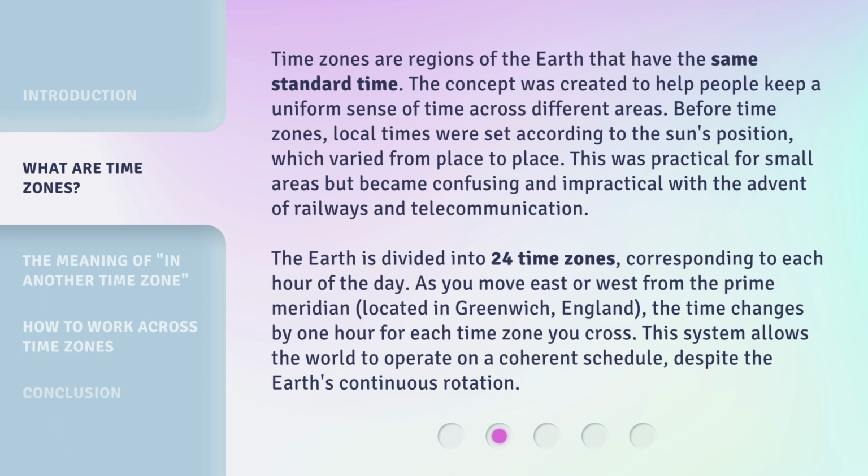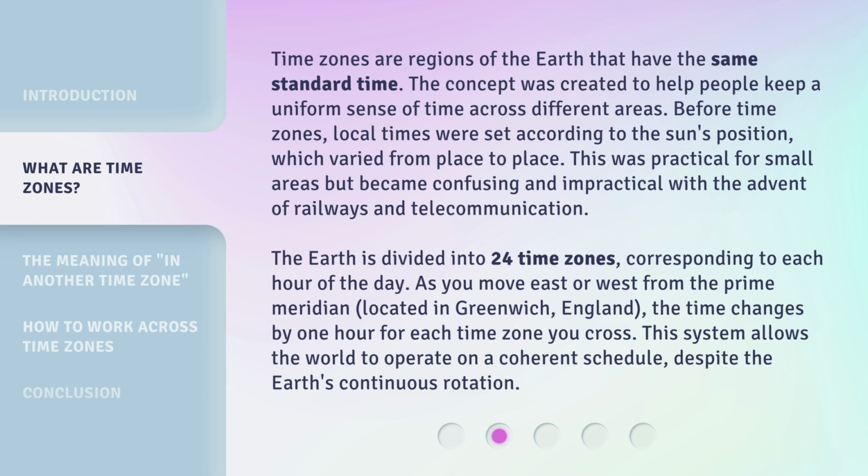Time zones are regions of the Earth that have the same standard time. The concept was created to help people keep a uniform sense of time across different areas. Before time zones, local times were set according to the sun's position, which varied from place to place. This was practical for small areas but became confusing and impractical with the advent of railways and telecommunication.